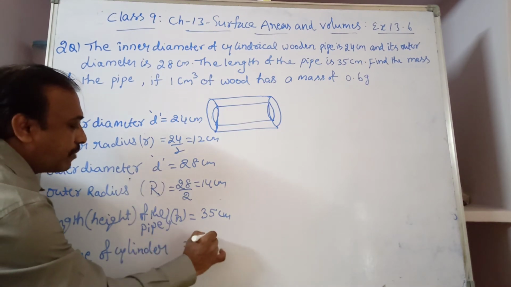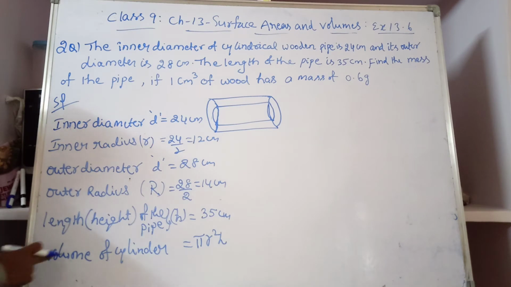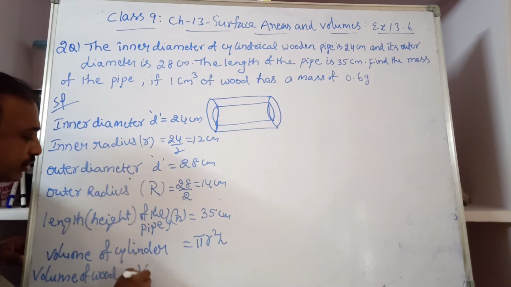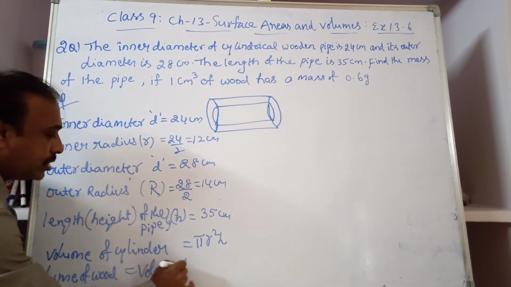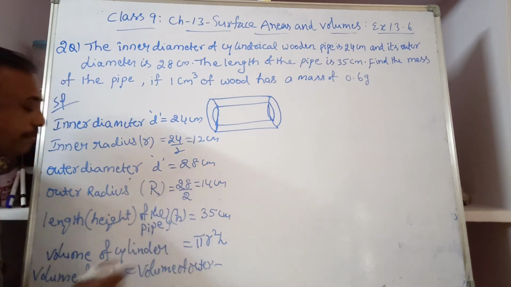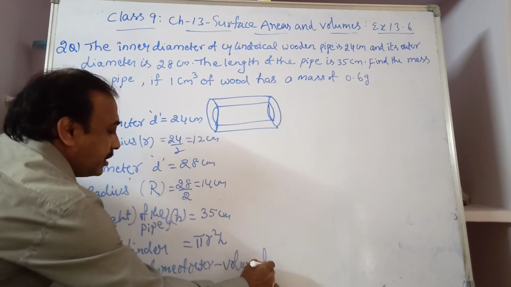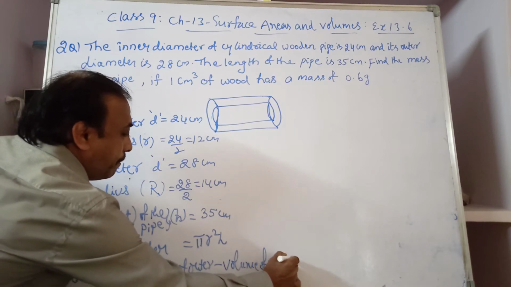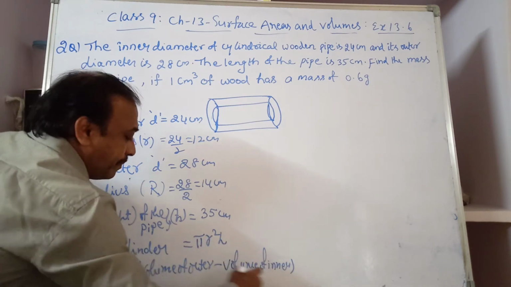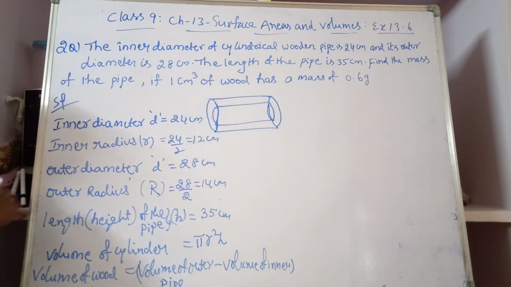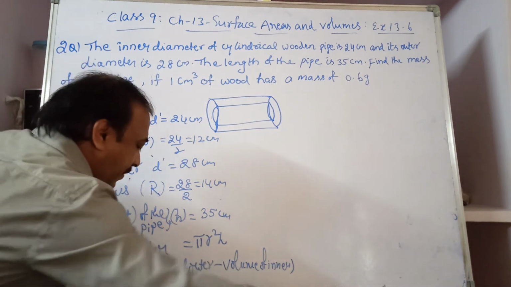The general formula for the volume of a cylinder is pi r square h. Now the volume of wood is equal to the volume of the outer pipe minus the volume of the inner pipe.